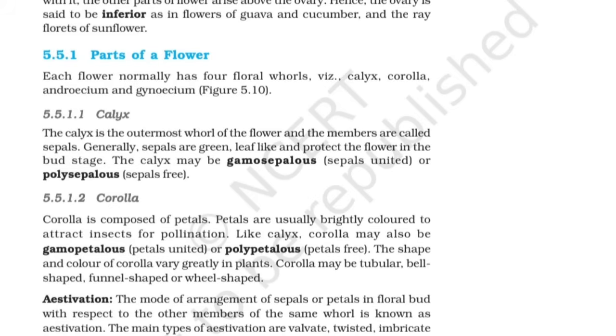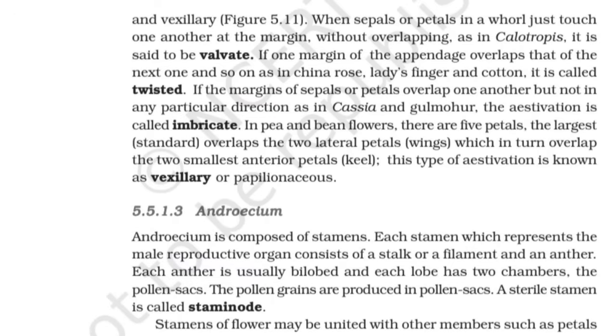The main types of estivation are valvate, twisted, imbricate, and vexillary. When sepals or petals in a whorl just touch one another at the margin without overlapping, as in calotropis, it is said to be valvate. If one margin of the appendage overlaps that of the next one and so on, as in China rose, lady's finger, and cotton, it is called twisted. If the margins of sepals or petals overlap one another but not in any particular direction, as in cassia and gulmohur, the estivation is called imbricate.